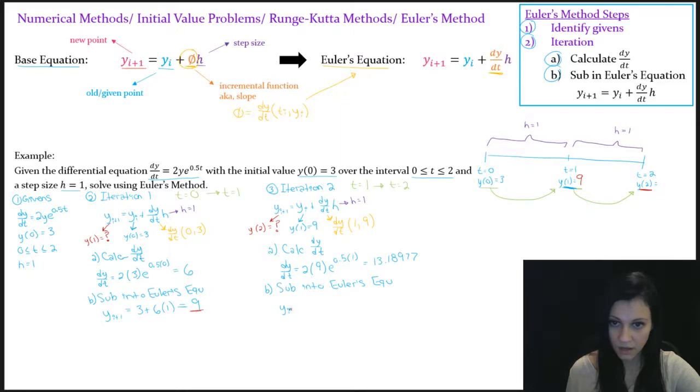So y_{i+1} equals 9 plus 13.18977 times 1, which gives me a value of 22.18977. And this so happens to be our answer, because this is the y value at t equals 2. And that is our upper bound.